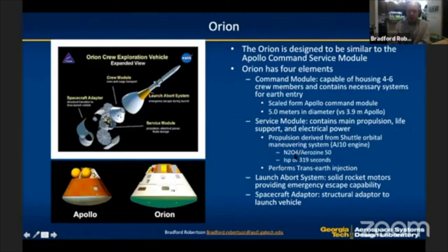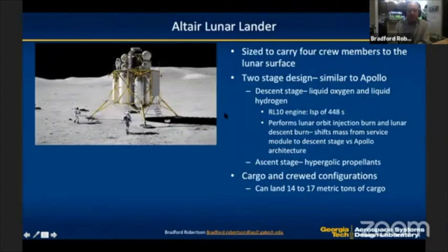And that was storable systems, and that would perform the trans-Earth injection. It also had a spacecraft adapter and a launch abort system. Finally, the Altair lunar lander was sized to carry 4 crew members to the lunar surface. That was a 2-stage design.